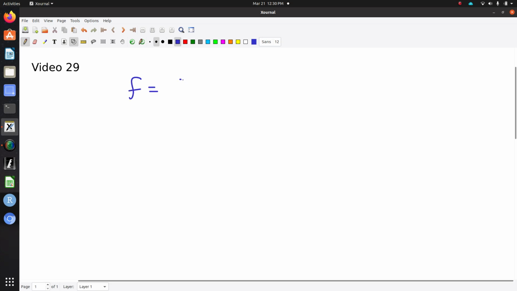I wanted to show you this cool trick. We recognized that this was the way we could write sine of x. So let's go ahead and write that.